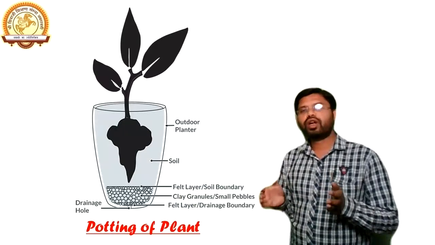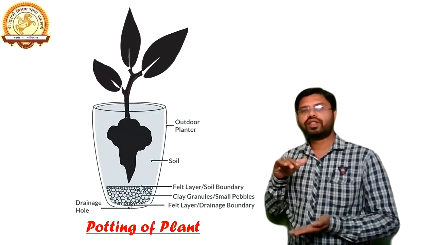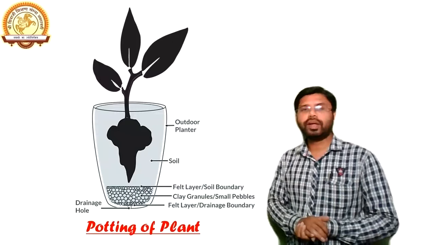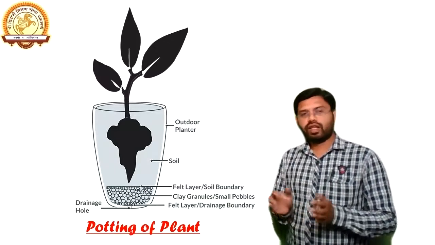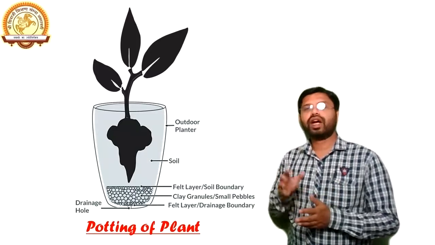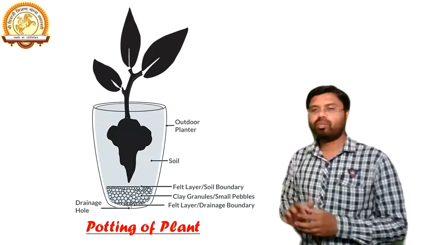And the soil has a particular area, a patch of soil which also contains manure. Then the pot is of appropriate height and the plant will be kept in the center of it. So this is the potting of a plant.